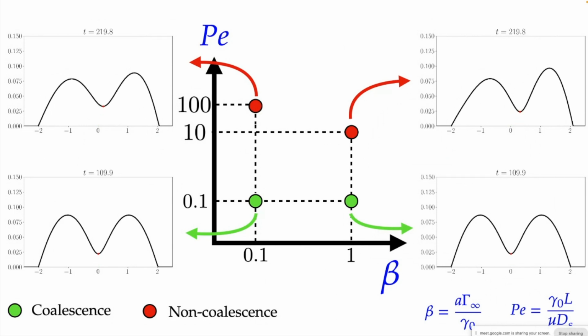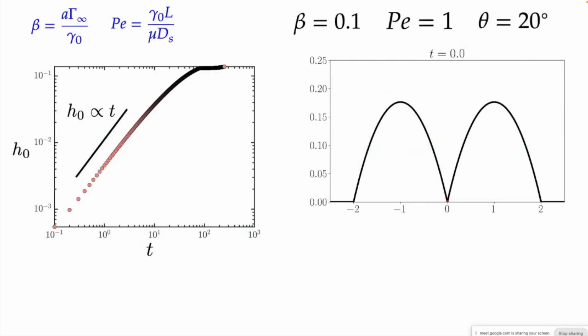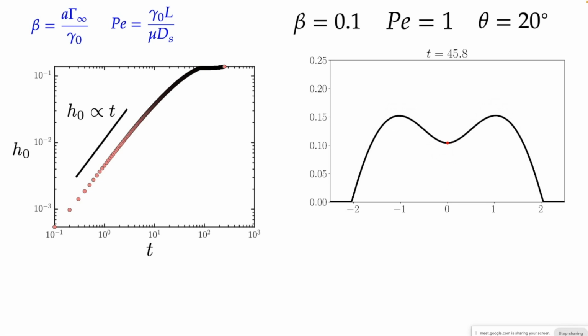So I start with the low Peclet case. What I mean by low Peclet is what happens when your surfactants diffuse very fast. Again, I show a typical schematic of your low Peclet case. And as I have shown you before, it shows more like a coalescence type behavior. Your neck just moves upward, and then it merges into just one single drop.